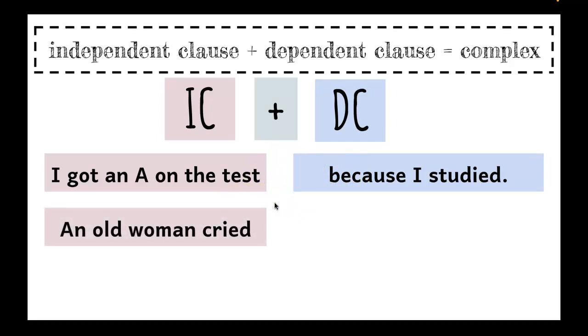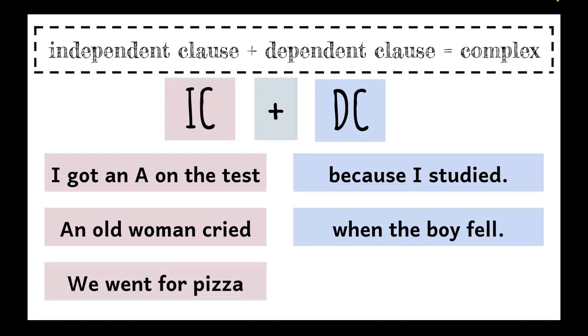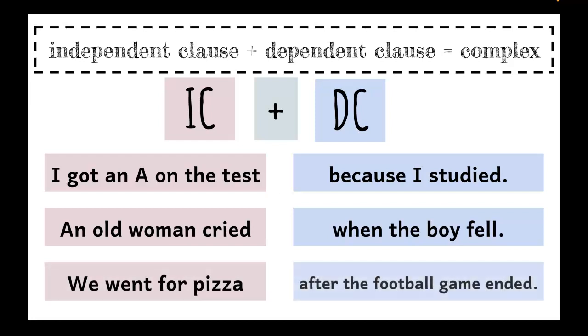An old woman cried. That's a complete thought. But there's missing information here. I could add to that. Why did she cry? An old woman cried when the boy fell. We went for pizza after the football game ended. So when we put an independent clause with a dependent clause, we end up with these complex sentences.